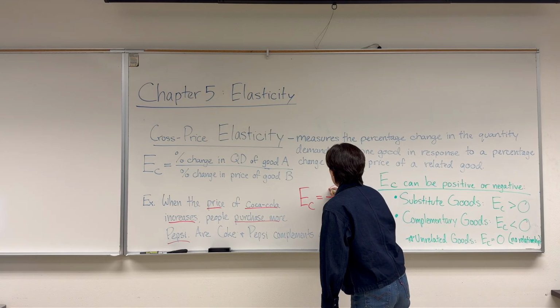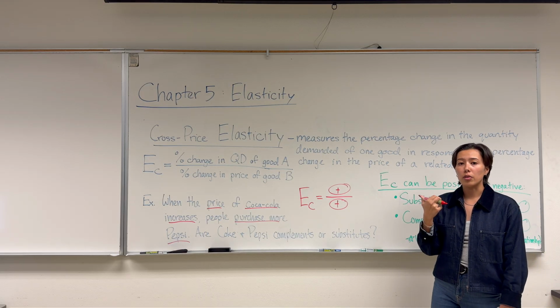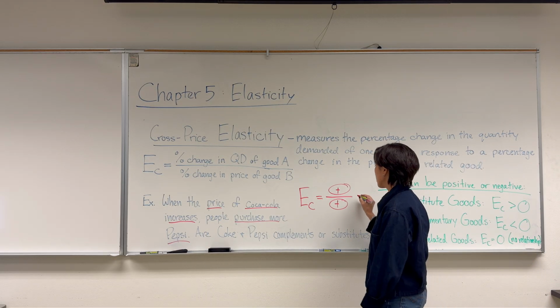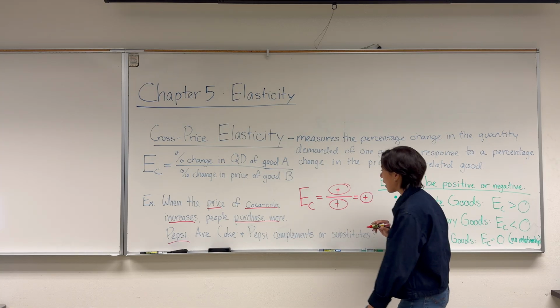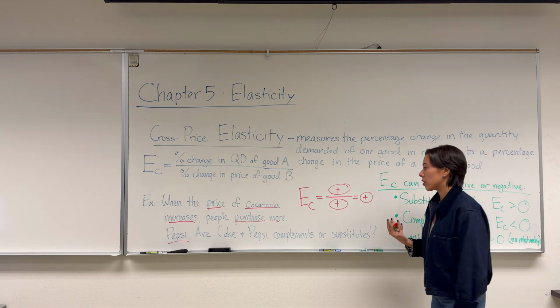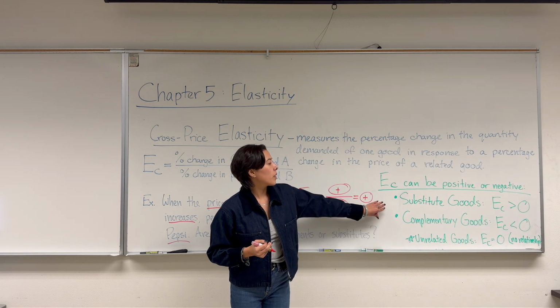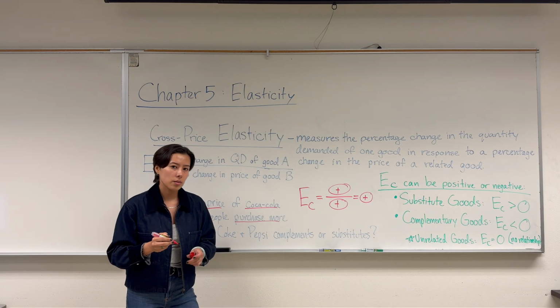So even though we don't have numbers, we have positive values for our changes in both our numerator and our denominator. And so what this tells us is that our final answer here is going to be positive, or it's going to be greater than 0. And so from this, we know that Coca-Cola and Pepsi must be substitutes.